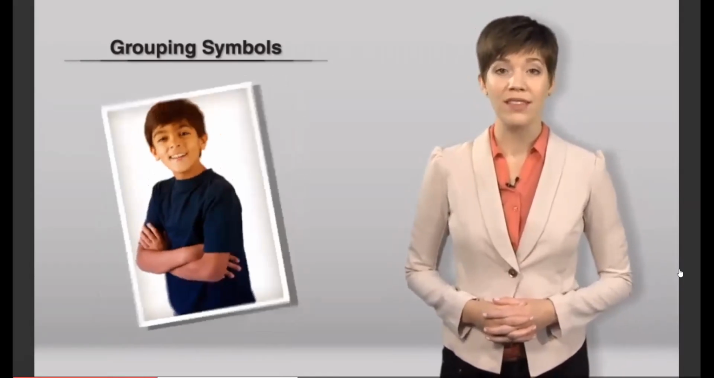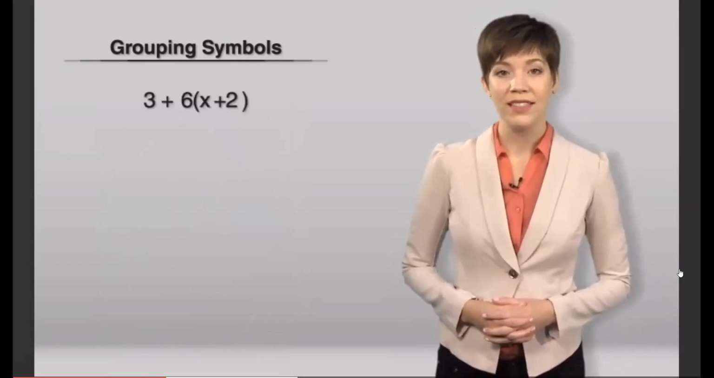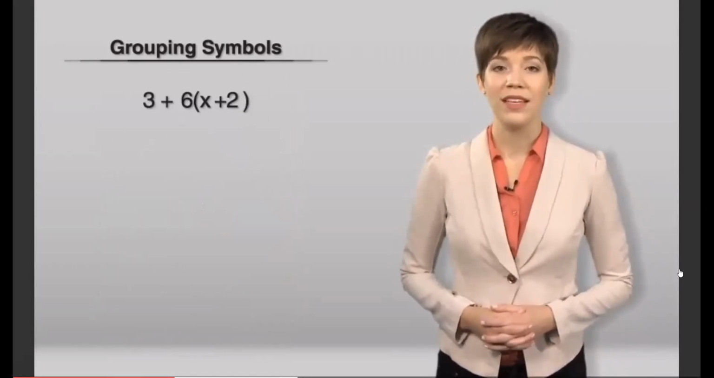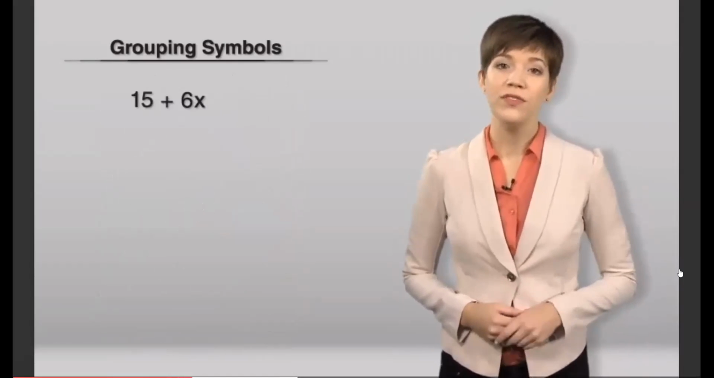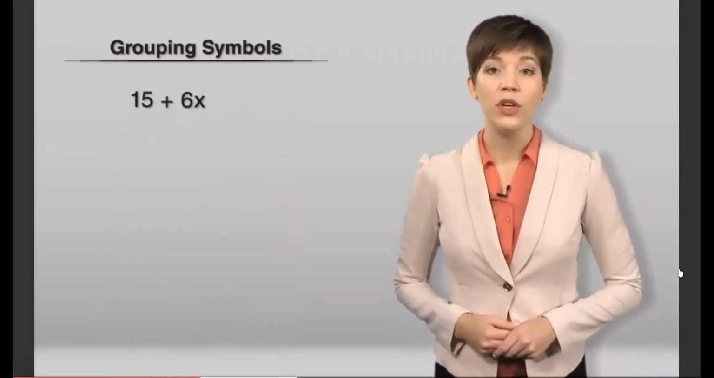Let's simplify the expression 3 plus 6 times the quantity x plus 2. The first thing to do is get rid of the parentheses if possible. In this case, use the distributive property. Then combine like terms. At this point, if you knew what 15 plus 6x equaled, you could ultimately solve for x.